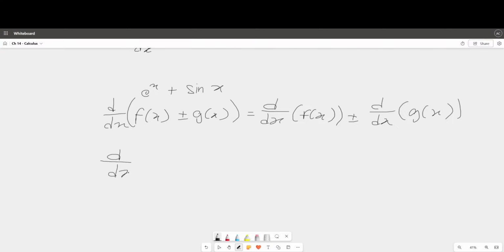Again, if we also have the derivative of some function f of x multiplied by a scalar constant k, you can just take that outside and take the derivative normally. So we find the derivative and just multiply it by the scalar. Yeah, that should be it for these rules.